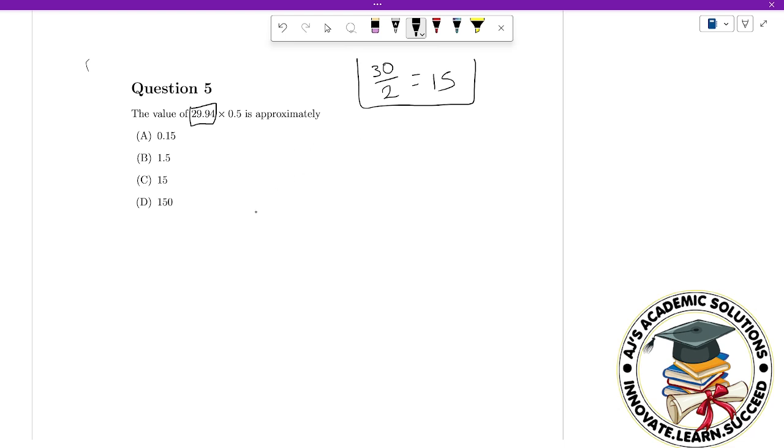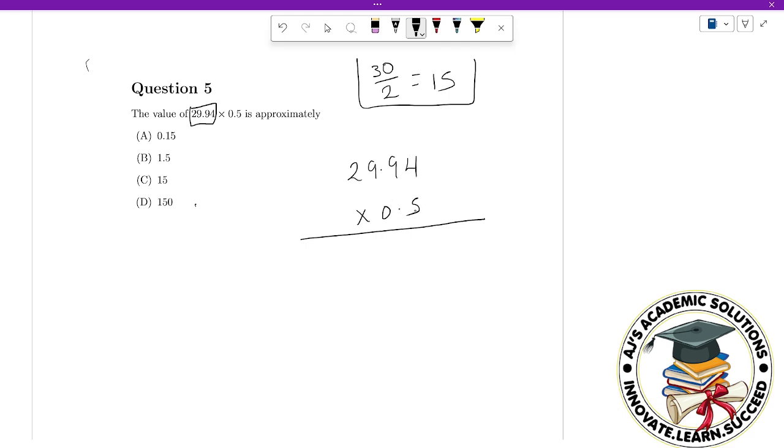Now, if you don't know that, of course, you'd have to do it the longer way. In the longer way, what you would have is 29.94 times 0.5. Now recognize I'm not pulling up a calculator simply because this is paper 1 and you are not allowed to use a calculator for the exam. So doing it this way, I'm going to break it down step by step.